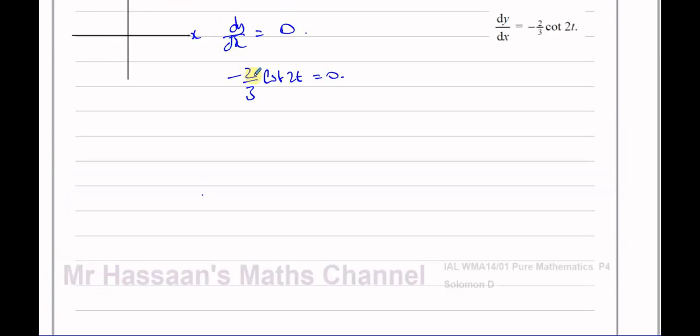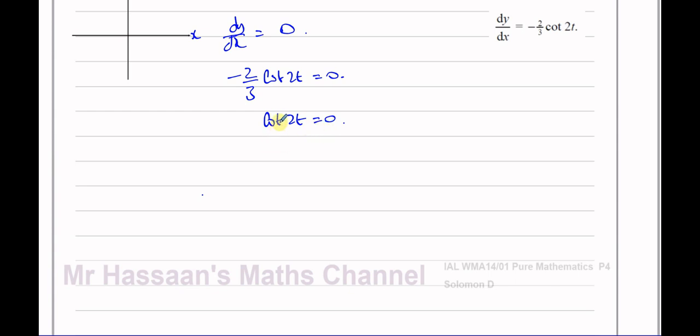So we can divide both sides by minus 2/3, or multiply by 3, divide by minus 2 if you want. That will be cotangent of 2t is equal to 0. So we have to find where this is true. Now, the cotangent of 2t is equal to 0. Remember, the cotangent is the reciprocal of the tan curve, and the cotangent curve equals 0 where the tan curve is undefined.